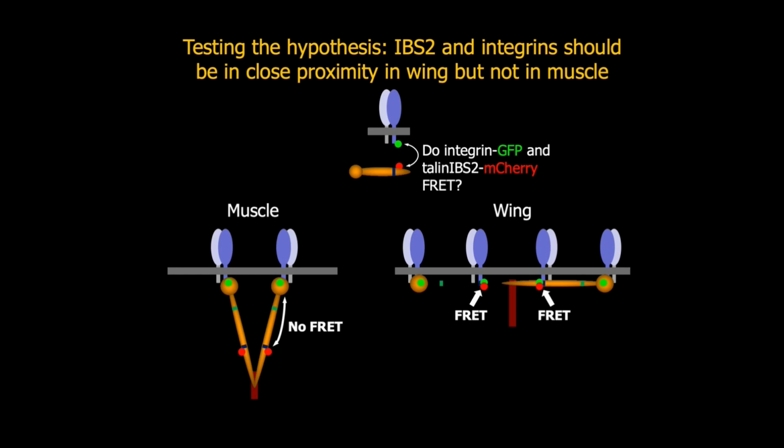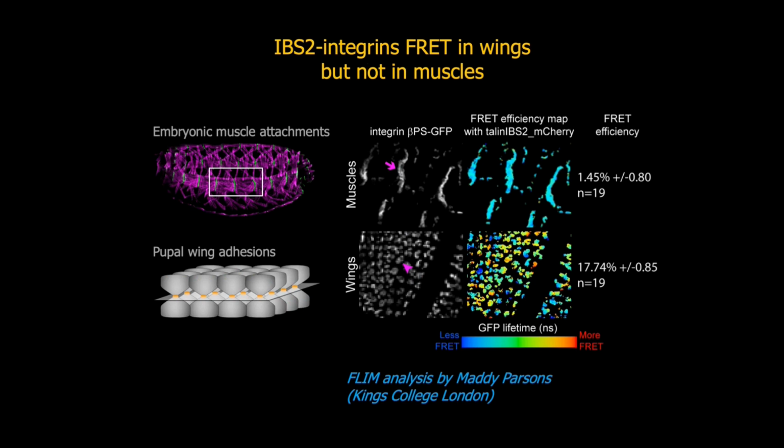So there should be another talin rod here. My PowerPoints were doing weird things on the train. But basically the idea is we put a red fluorescent protein near to integrin binding site 1 and a green fluorescent protein on the end of the integrin. And our prediction would be that we would get FRET here in the wing in this model, but no FRET here because they're not close enough. And that's indeed what we found.